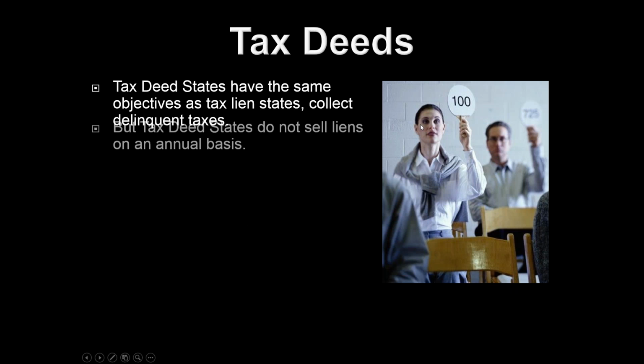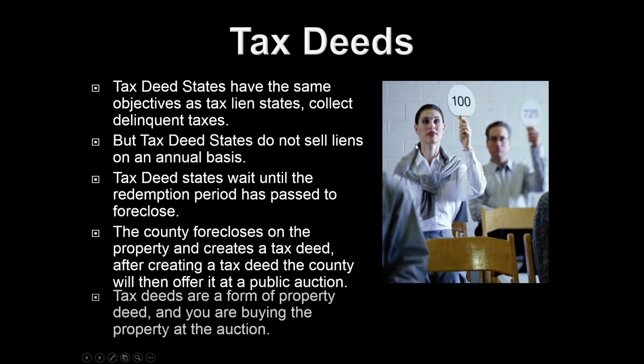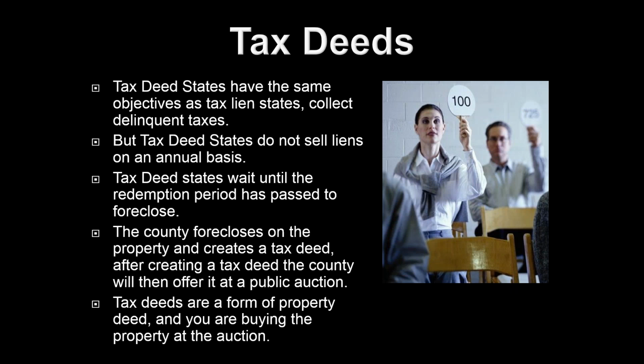So tax deeds. Tax deed states have the same objective as tax lien certificate states: to collect the delinquent property taxes. But tax deed states do not sell tax liens annually. They don't sell tax lien certificates at all. What they do is wait until the redemption period has passed. Tax deed states will usually have a longer redemption period, anywhere from 2 to 5 years. So if somebody's delinquent for 4 years, the county will foreclose on the property and then offer it up at a tax deed sale. They create a tax deed, a quitclaim deed, and you're able to purchase that property at the auction.